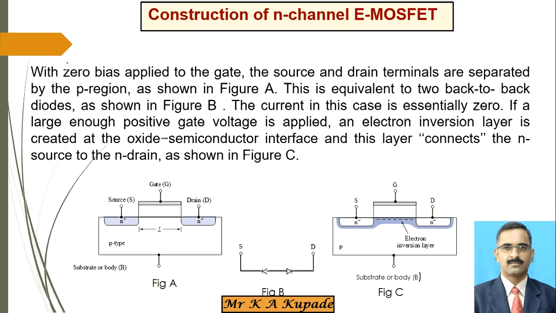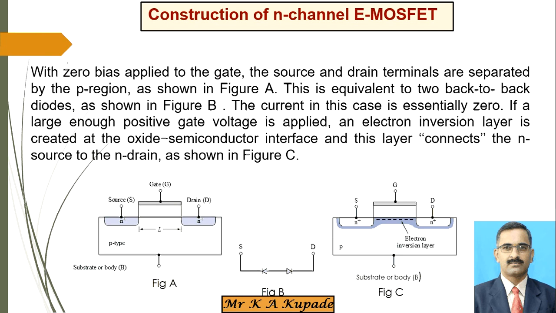See here. With zero bias applied to the gate, that means the gate is applied with zero voltage, the source and drain terminals are separated by the P region. See here, the P-type substrate is considered, and this L is the length of the channel which is separating this source and drain, right?